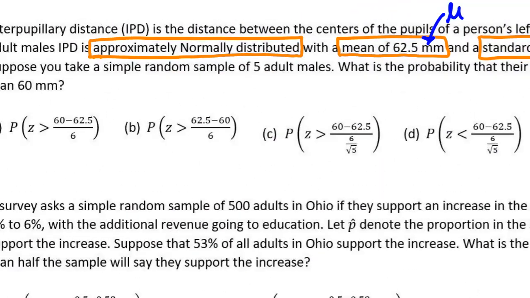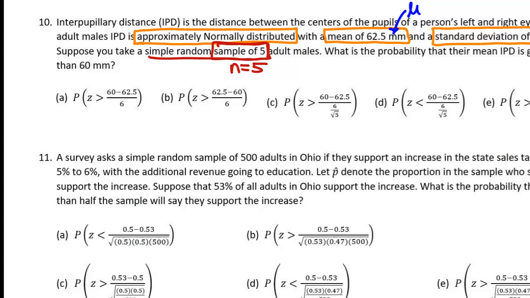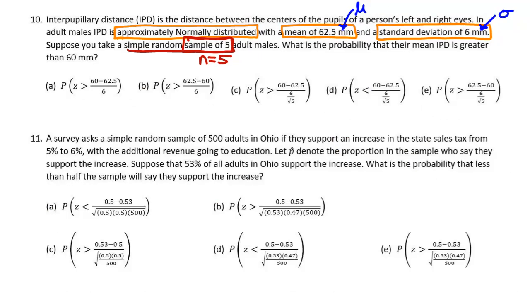Suppose you take a simple random sample of 5 adult males. So N is 5. What is the probability that their mean IPD is greater than 60 millimeters? I want you guys to grab your formula sheets real quick.